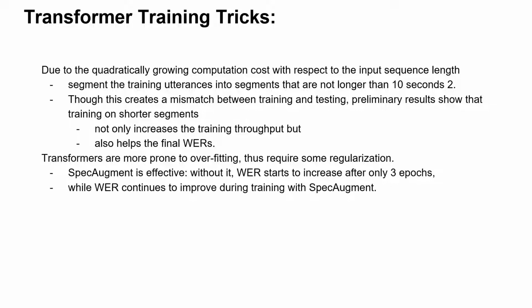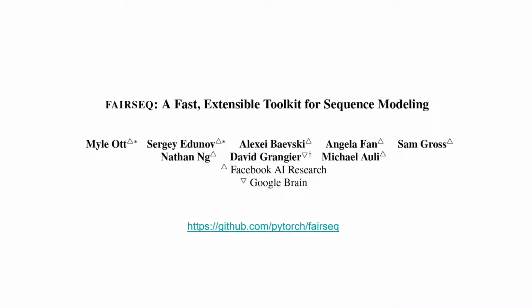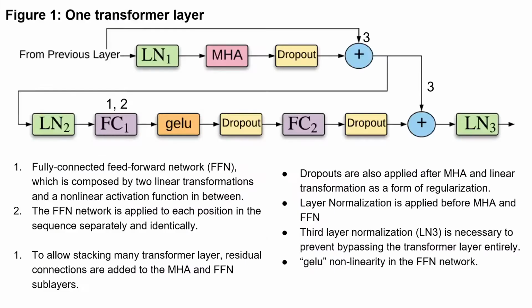Again, as I mentioned earlier, transformers are more prone to overfitting. So from a regularization point of view, we do SpecAugment, and also as I mentioned earlier, we apply dropout at various levels, which was done very effectively, as we have seen earlier in this one particular layer itself.